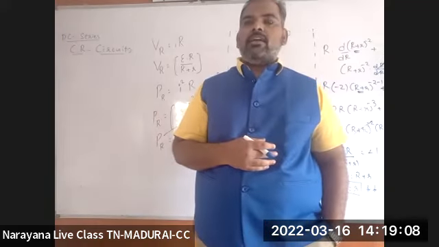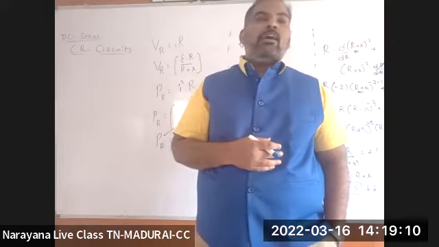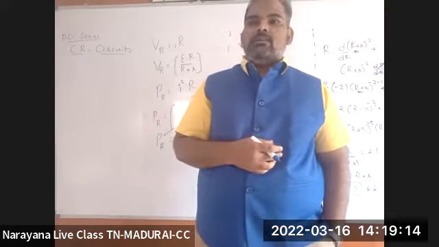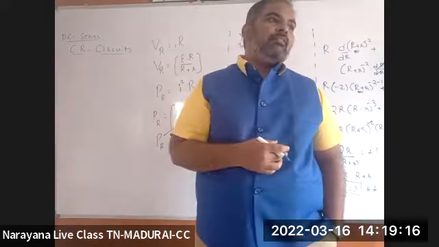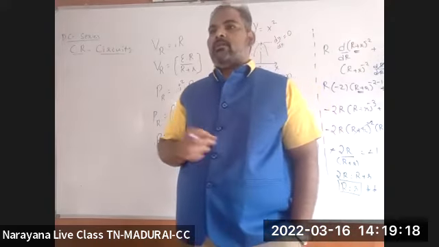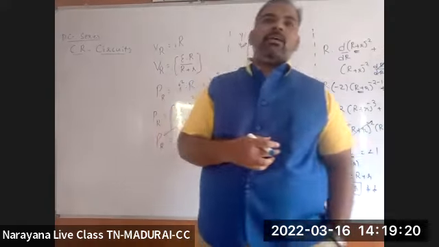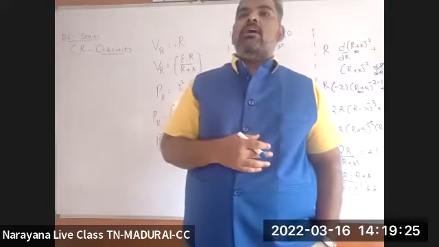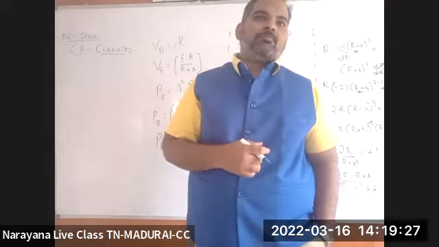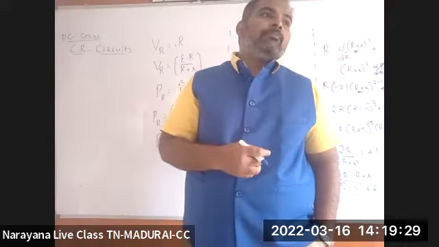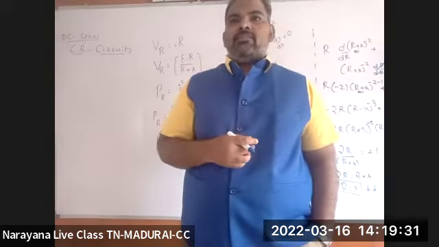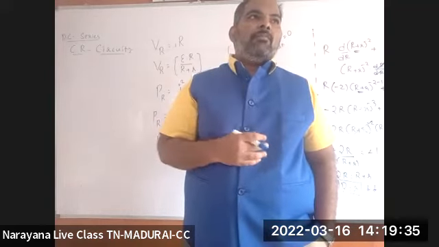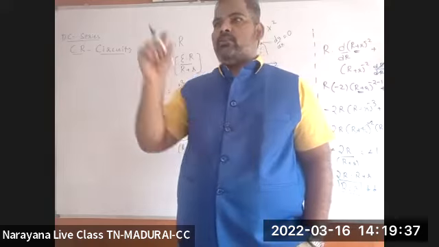What is the meaning of alternating current? The current for which magnitude is changing as well as direction also changing. Sometimes only magnitude changes, sometimes only direction changes, sometimes both change. Any one of these is called what here? Alternating current.